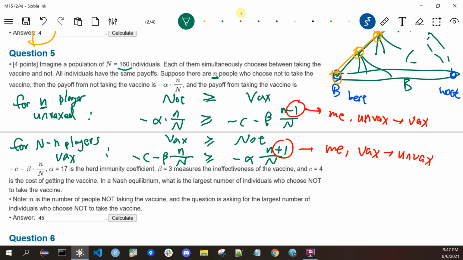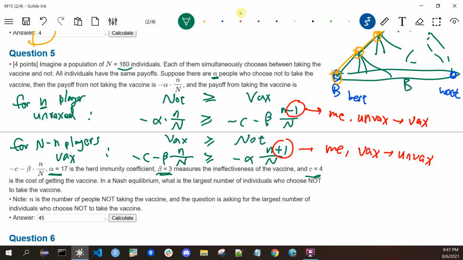So now we have 2 equations and 2 unknowns. We know the values of alpha, beta, and c, so we know all of these numbers. We have 2 inequalities, and then we can solve these. So I guess I will not spend time solving these 2 inequalities. You can just plug in the numbers.